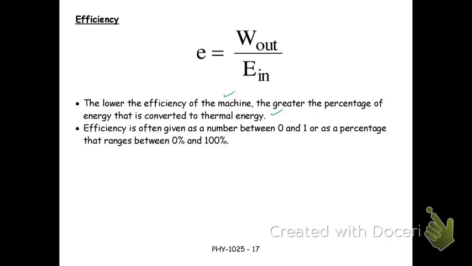So efficiency can go from 0 to 100%, and we can also talk about it as going from 0 to 1. So there's two ways of talking about efficiency. There's talking about efficiency as this fraction, convert it into a decimal, or we can have efficiency is equal to what you get out over what you put in times 100.